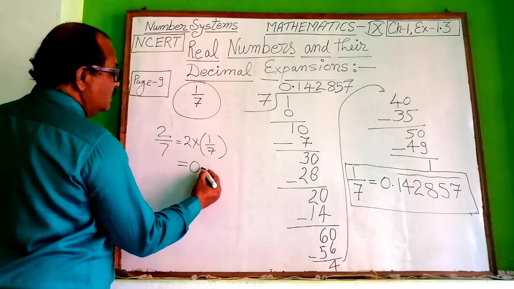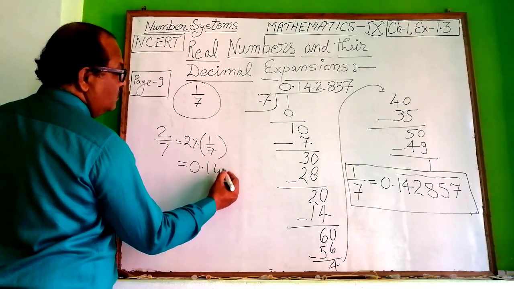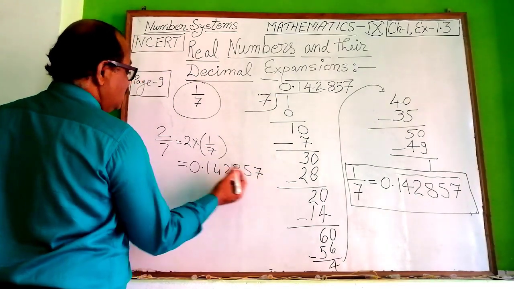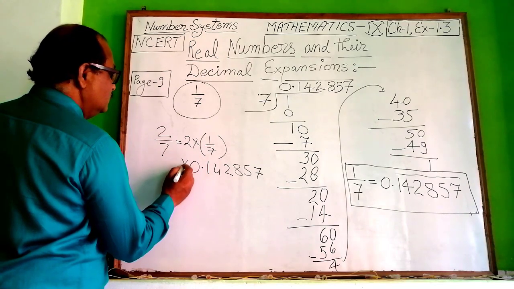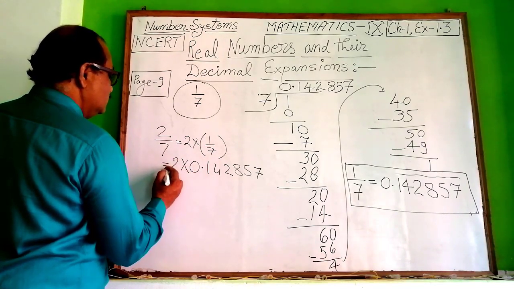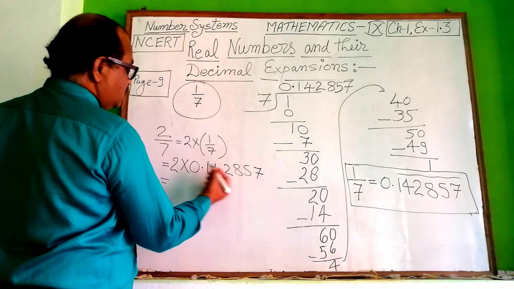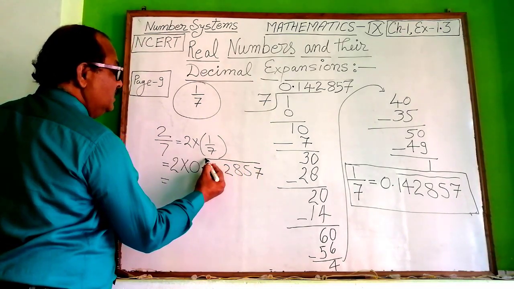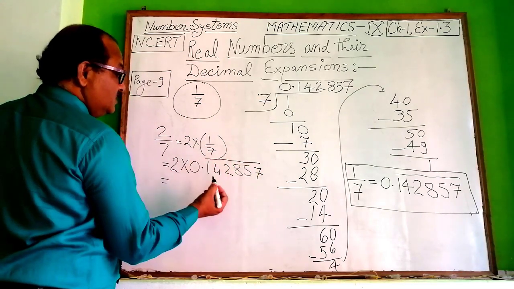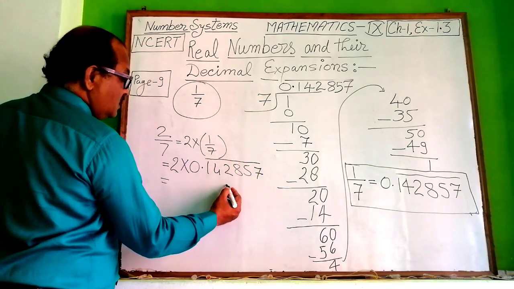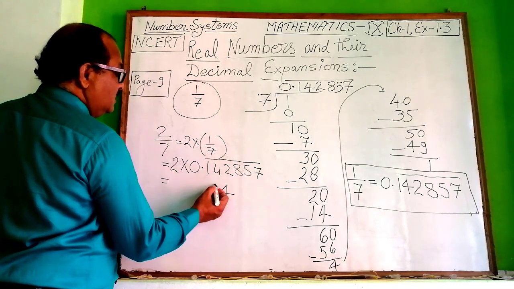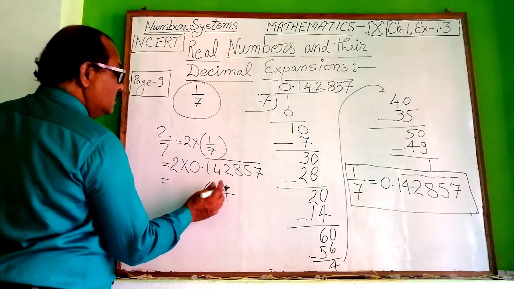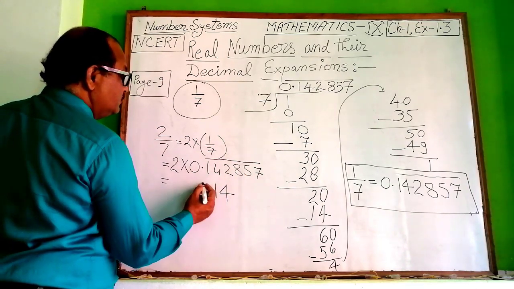You just write here 14285 and it is multiplied by 2. So just do it twice. In the repetition you must put this bar. 2 7s are 14, 2 5s are 10, 1 makes 11, 2 8s are 16, and with the carry 1, 17.